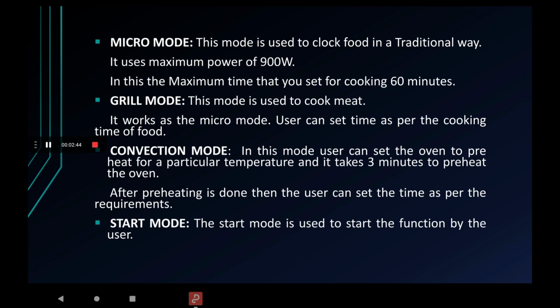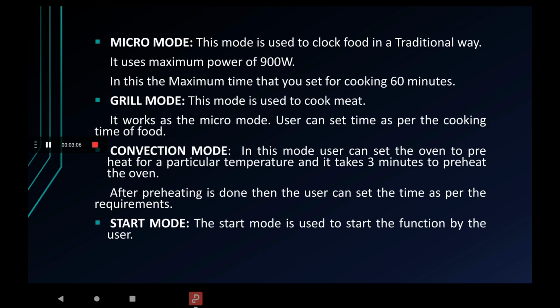Micro mode. This mode is used to cook food in a traditional way. It uses a maximum power of 900 watts. In this, the maximum time that you can set for cooking is 16 minutes. Second one is grill mode. This mode is used to cook meat. It works like micro mode. The user can set the time as per the cooking time of the food.